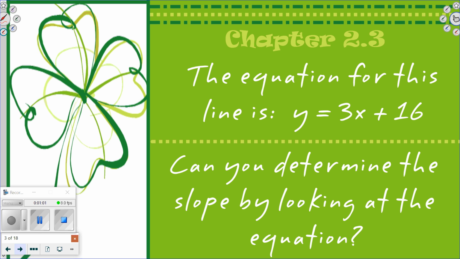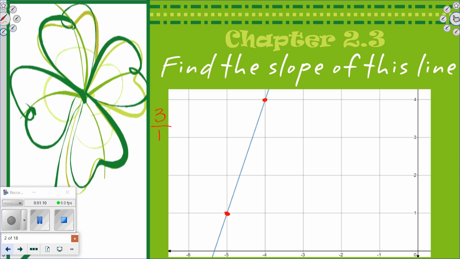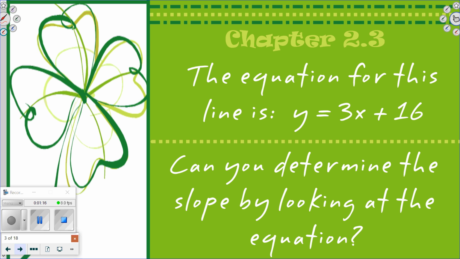So the equation for that one is y equals 3x plus 16. Can you determine the slope by looking at the equation then? You told me the slope was 3 over 1, or 3. And I'm telling you the equation is 3x plus 16. Where's the slope? It's right here, right? That's your slope. It's attached to the x.